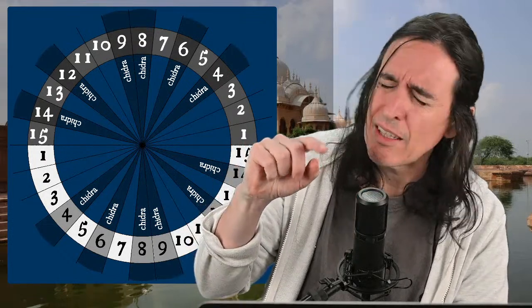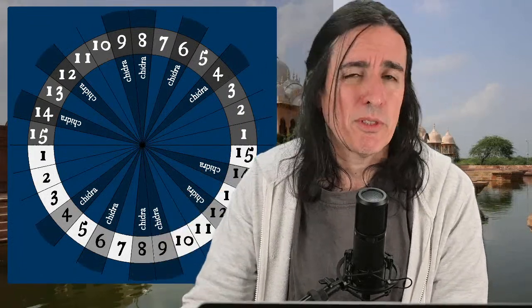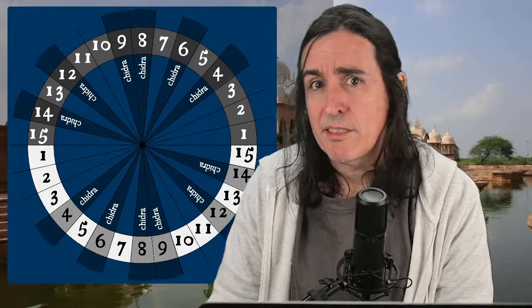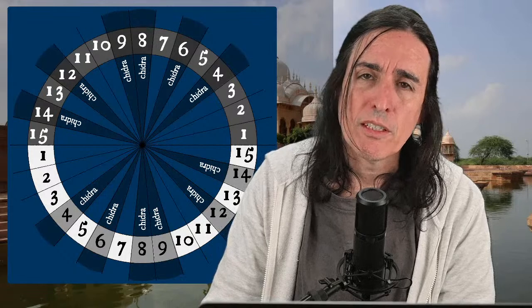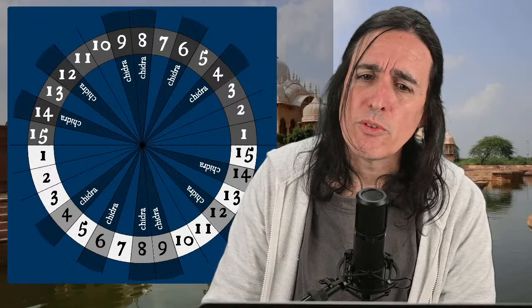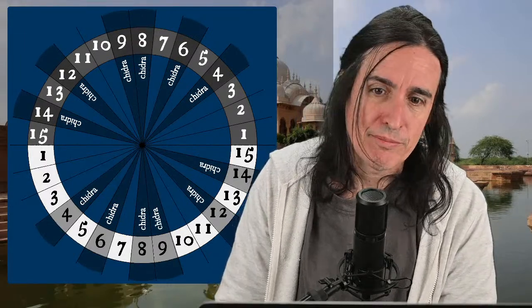then these tithis are good. The chidra tithis are good for things which are reductive, whereas the other tithis are good for the things that are more prosperous. Like if you want to plant seeds, if you want to start a relationship, if you want to have a marriage, etc., then you would time it for a moon phase which is not 4, 6, 8, 9, 12, or 14.